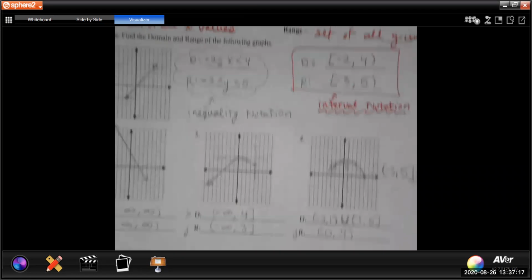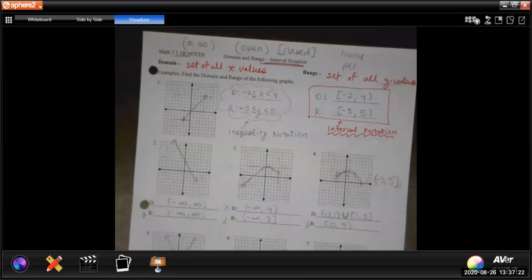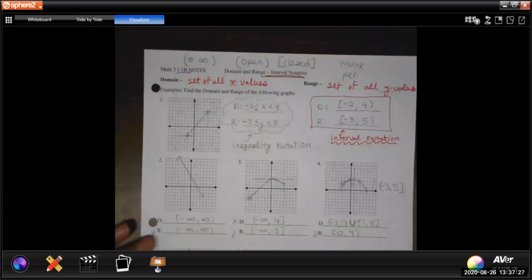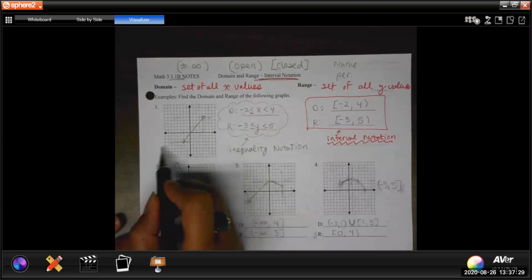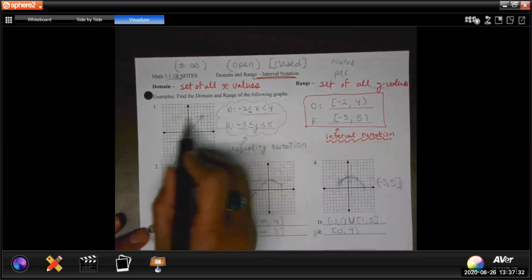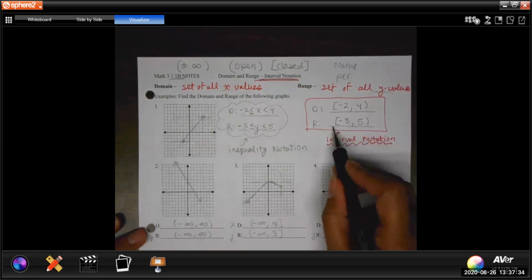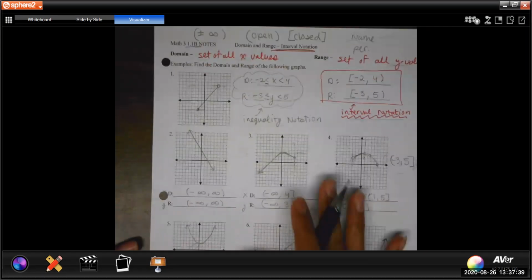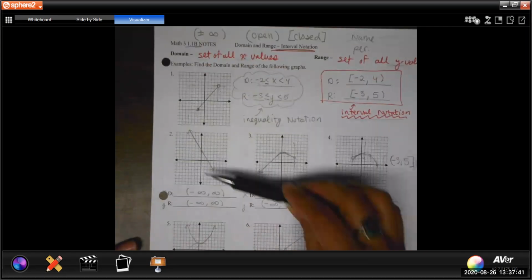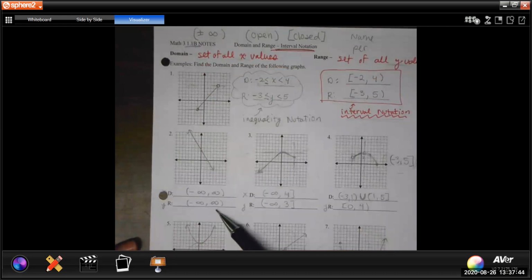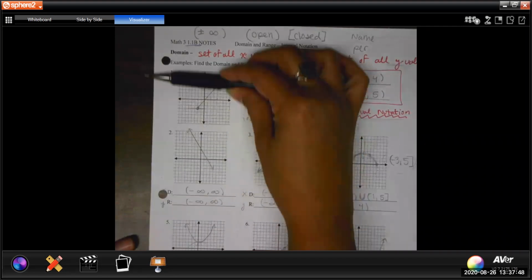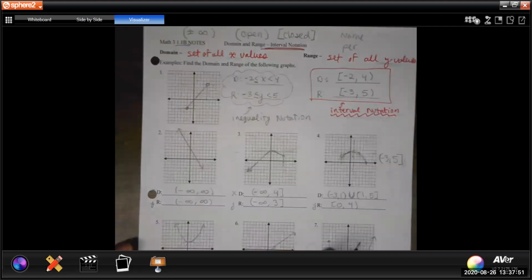Okay, so range. Range is bottom up, y-axis, bottom up. Is that clear? Bottom up. Okay, so lowest value is -3, highest value is 5, so -3 to 5, bracket parentheses. We're good? Next one. It goes down forever and up forever, so -infinity to infinity.